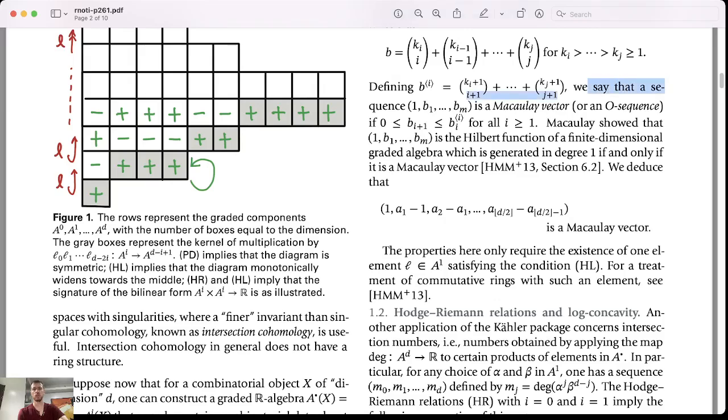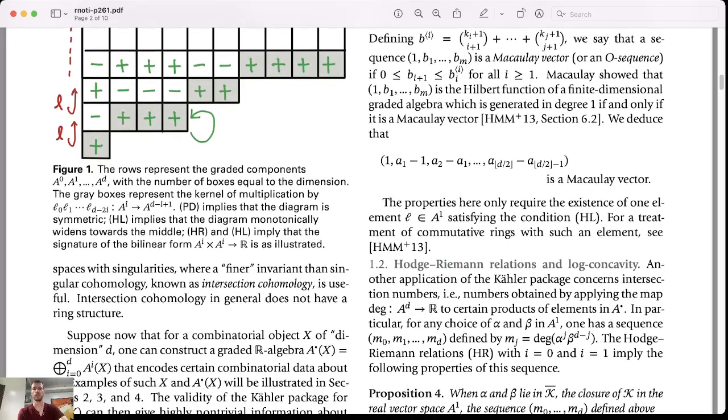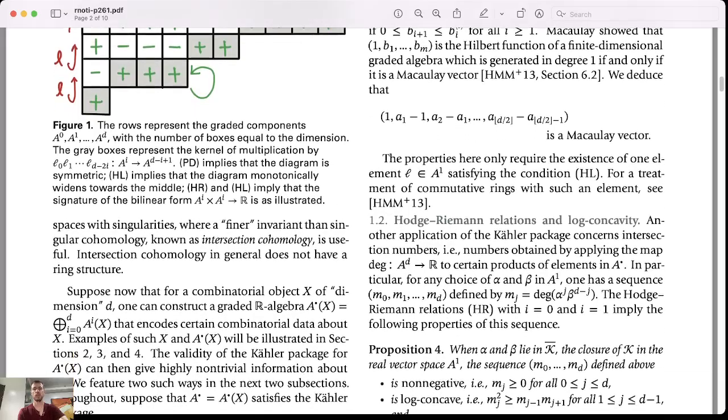We say that a sequence 1, b_1, ..., b_m is a Macaulay vector or an O-sequence if 0 ≤ b_{i+1} ≤ b_i^{⟨i⟩} for all i ≥ 1. Macaulay showed that 1, b_1, ..., b_m is the Hilbert function of a finite dimensional graded algebra which is generated in degree 1 if and only if it is a Macaulay vector. We deduce that 1, a_1 − 1, a_2 − a_1, ..., a_{⌊d/2⌋} − a_{⌊d/2⌋−1} is a Macaulay vector.